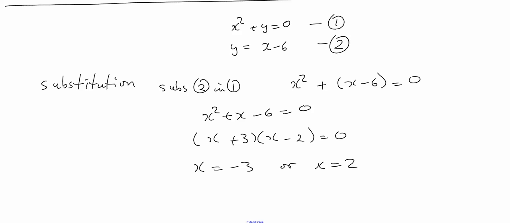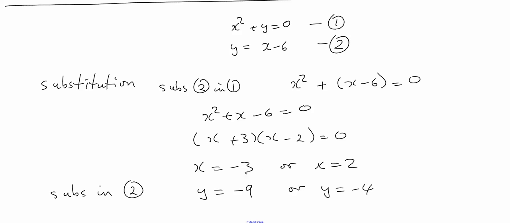And of course they're simultaneous equations in two unknowns, x and y, so we must substitute these values of x back into one of the equations to get the values of y. So substituting in the linear one is usually better. In 2, y equals x minus 6, so y equals minus 3 minus 6, which is minus 9, or y equals 2 minus 6, which is minus 4.